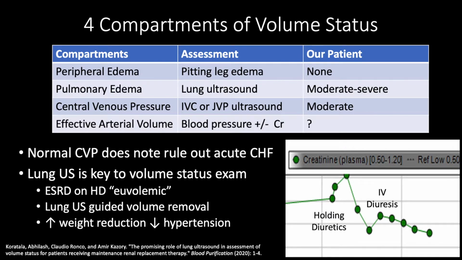And this was exemplified in a nice study of end-stage renal disease patients who were on hemodialysis, and they were considered euvolemic on physical exam by the nephrologist. Then the nephrologist was trained to do lung ultrasound to guide how much volume to pull off during their dialysis session. And when they detected more pulmonary edema, they ended up pulling off more fluid, which caused a reduction in weight and decreased hypertension over time. So under these multiple domains, lung ultrasound is really a key component of volume status that's underutilized in the point-of-care ultrasound world.